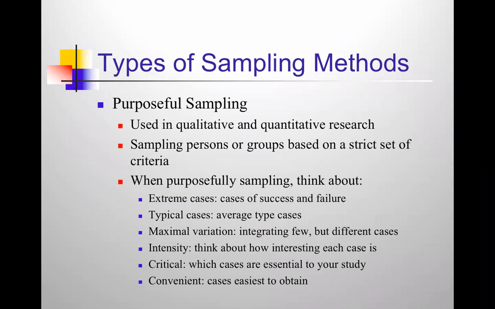So, other types of sampling methods. There's the purposeful sample, and this is just like in quantitative research. It's also used in qualitative, and this is sampling people based on a strict set of criteria. When you purposefully sample, you have to think about maybe extreme cases, typical cases, maximal variation, intensity, critical cases, and also convenience. You can read through those at your leisure.